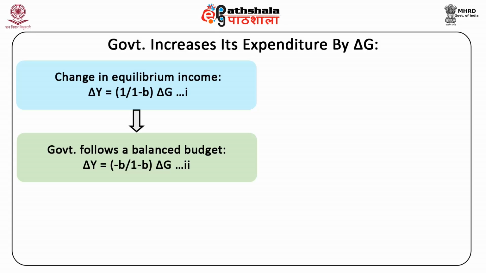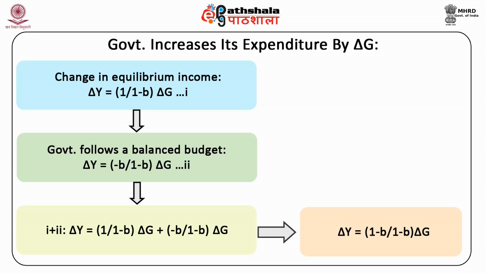When government follows a balanced budget, taxes also increase by the same amount, change in G. Then change in income is given by the tax multiplier and is equal to change in Y is equal to minus B by 1 minus B into change in G. The total change in income is 1 plus 2, that is change in Y is equal to 1 by 1 minus B into change in G plus minus B by 1 minus B into change in G, or change in Y is equal to 1 minus B by 1 minus B into change in G, or change in Y by change in G is equal to KBB is equal to 1. Thus, balanced budget multiplier, which is KBB, is equal to 1.